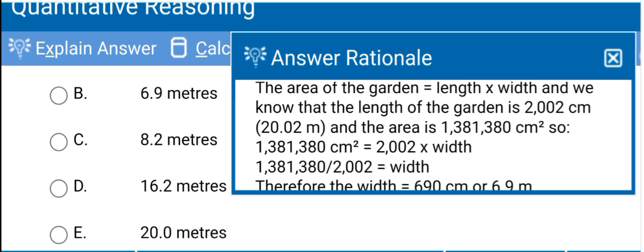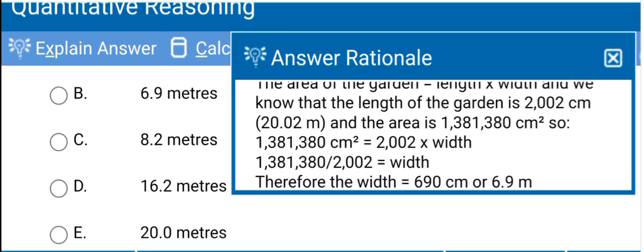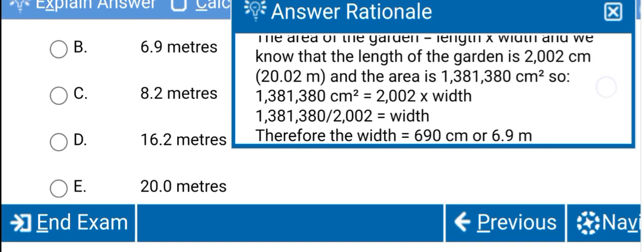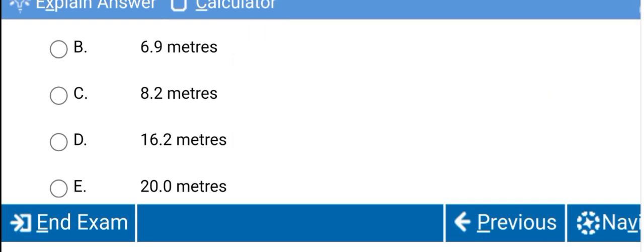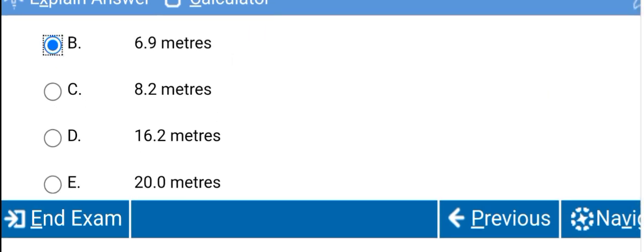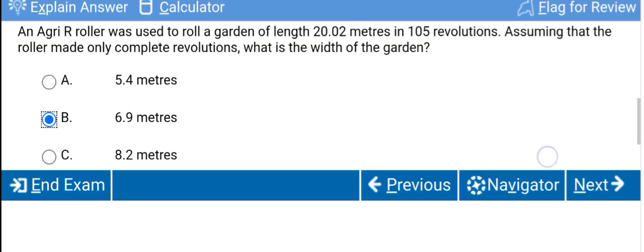So the area of the garden equals length into width, and we know that the length of the garden is 2002 centimeters and the area is 13,81,380 centimeters squared. So 13,81,380 centimeters squared divided by 2002 equals the width. Therefore, the width is 690 centimeters or 6.9 meters. So here we have the correct option, option B. 6.9 meters is the width of the garden.